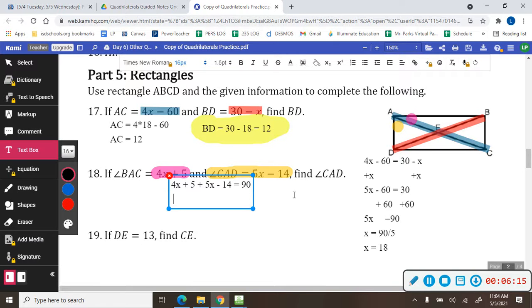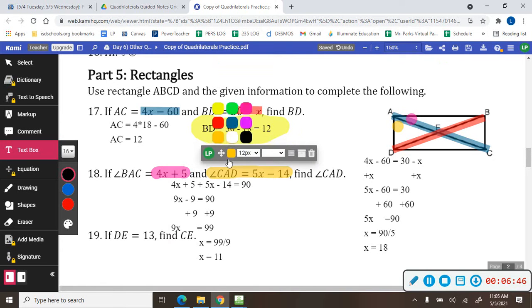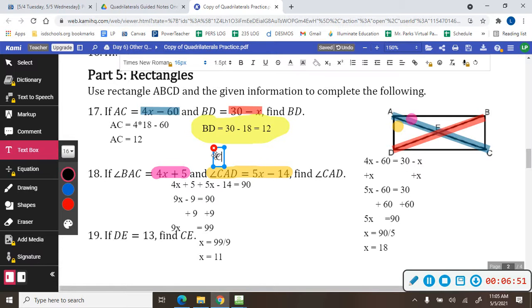From there, combine like terms. 4x and 5x is 9x. 5 minus 14 is minus 9. Add 9 to both sides. Get 9x is equal to 99. Divide 99 by 9. And you get x is 11. Now they don't want the value of x, they want the value of CAD. So I need to plug 11 back in here. So CAD, the angle, the formula for that is 5x minus 14. But I know x in this case is 11. Not to be confused with the other x we found. So that'd be 5 times 11 minus 14. That's 55 minus 14. That is 41.